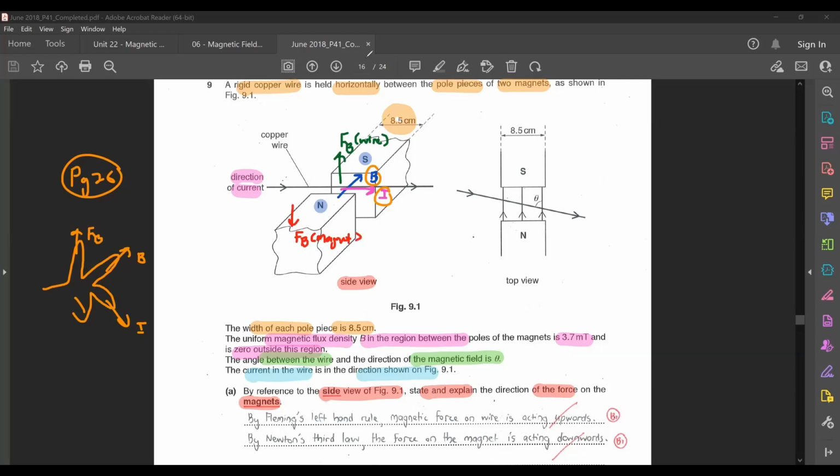So how would you word your answer? You just say that by Fleming's left-hand rule, the magnetic force on the wire is acting upwards, and then by Newton's third law, the force on the magnet is acting downwards. Okay?